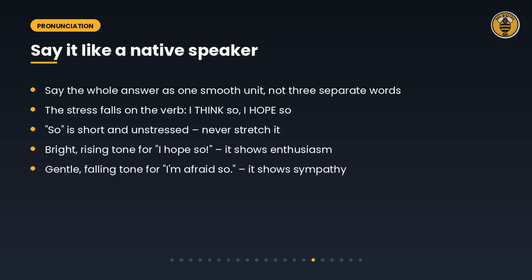Pronunciation matters here more than you might expect. First, say the whole answer as one smooth unit, not as 3 separate words. Second, the stress falls on the verb. I think so. I hope so. Third, the word so is short and unstressed. Never stretch it. And fourth, the tone carries the emotion. A bright, rising tone on I hope so shows enthusiasm. A gentle, falling tone on I am afraid so shows sympathy. Same words, completely different effect.